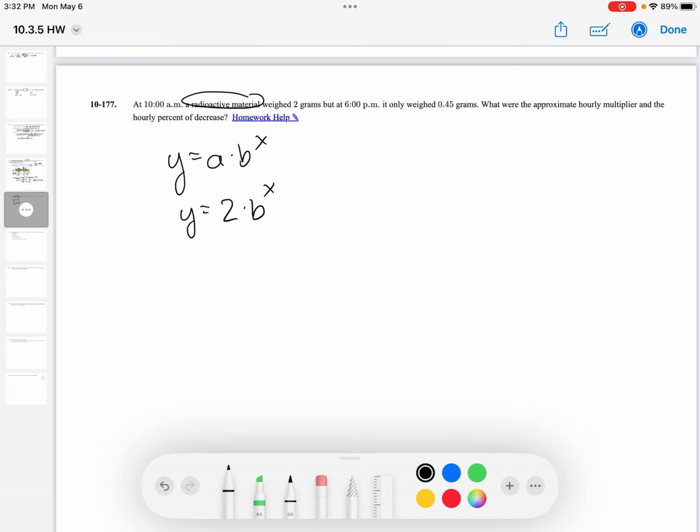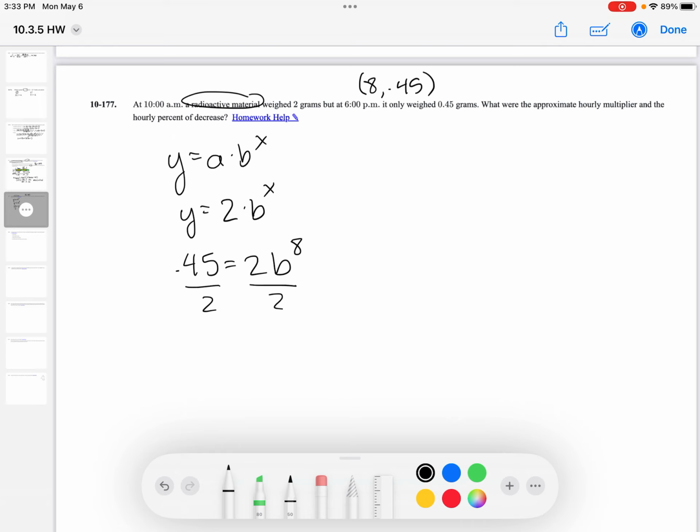But we do have a data point, right? At 10 a.m. it was 2 grams, but at 6 p.m. it was 0.45. So how many hours is that? Let's see, that's 8 hours. After 8 hours, it weighed 0.45. So our Y value is 0.45, and our X value is 8. Okay, so we need to solve this equation.